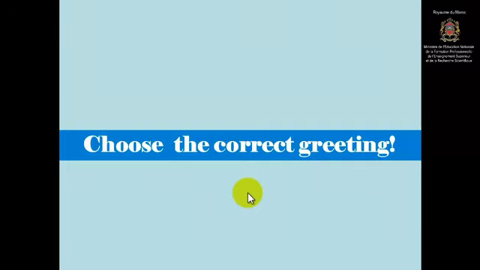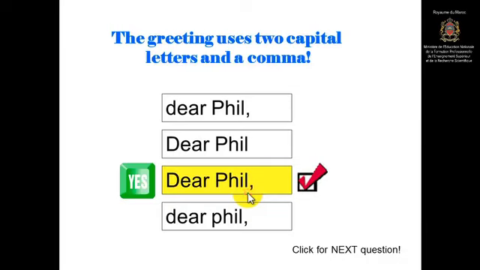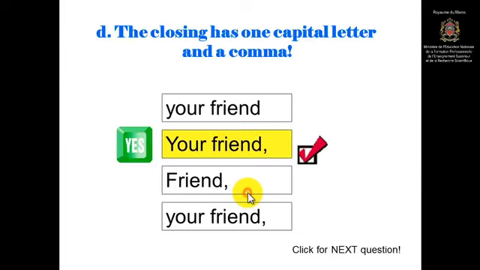Now, I would like you to choose the correct greeting. Is it number 1, number 2, number 3, number 4? Right, it is number 3. Of course, here we have 2 capital letters and a comma. Now, can you choose the correct closing? Right, 1, 2, 3, 4. Yes, it's number 2.